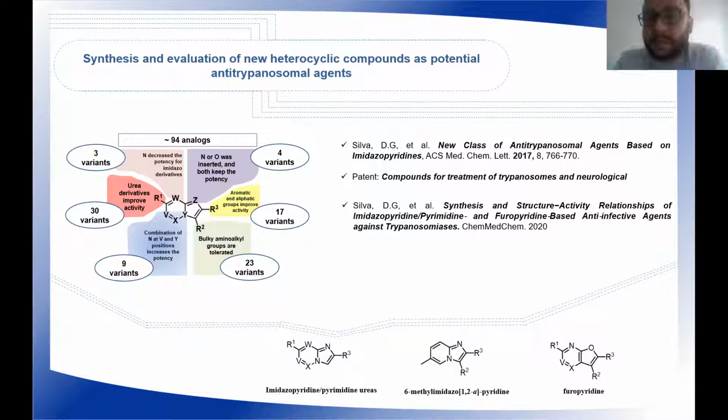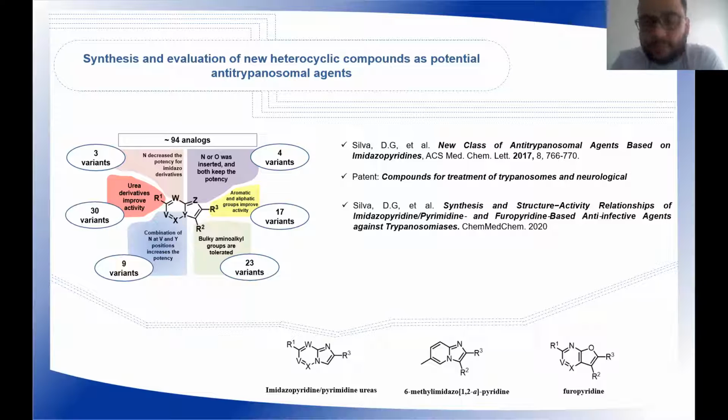The first compounds from this paper, a new class of antitrypanosomal agents, are patented for T. brucei and T. cruzi. The second paper we didn't patent. It's more this set of compounds having substituents in the R2 position and also fluoropyridines. We tested them against T. cruzi and T. brucei.